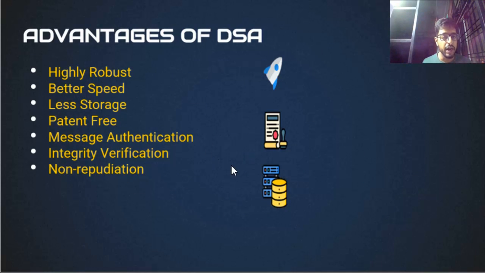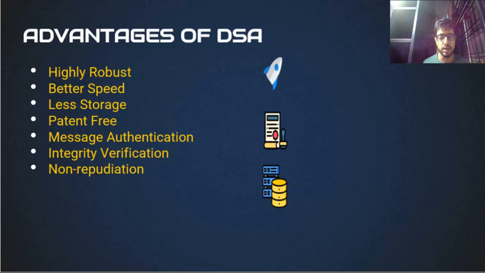Let us have a look at all the advantages of the digital signature algorithm. First advantage is that it is highly robust. Digital signature algorithm is highly robust in the security and stability aspect compared to alternative signature verification algorithms. DSA has better speed. The key generation is much faster compared to the RSA algorithm. DSA uses less space. DSA requires less storage space to work its entire cycle. DSA is patent-free. When NIST released it, it was patent-free to enable its global use free of cost.